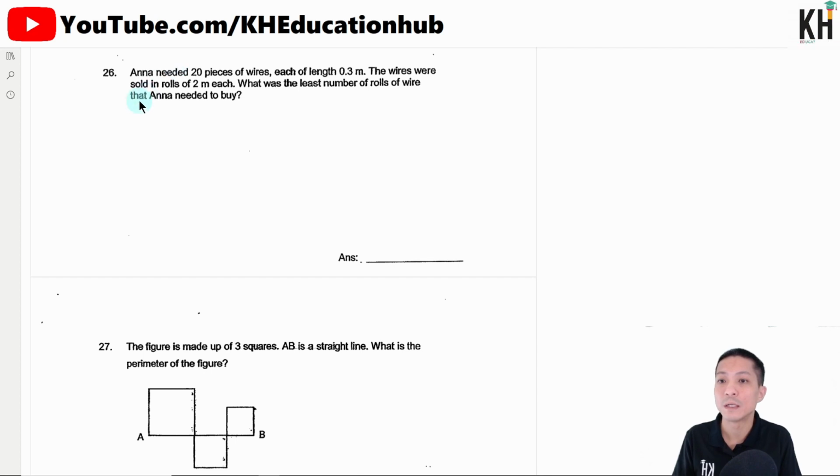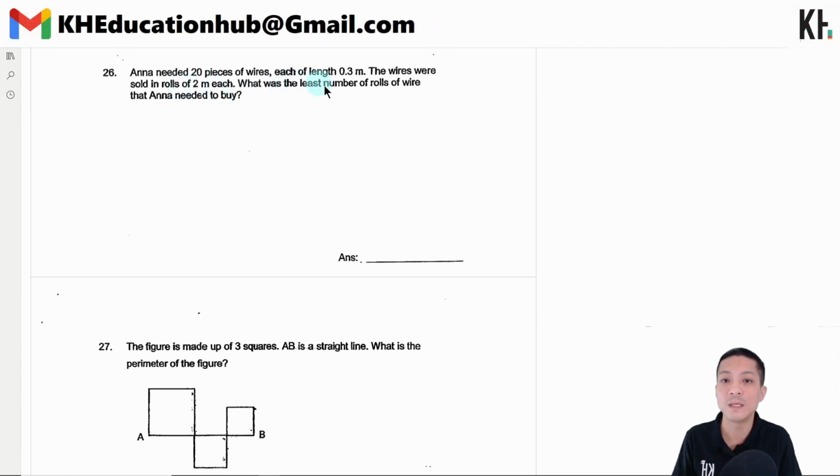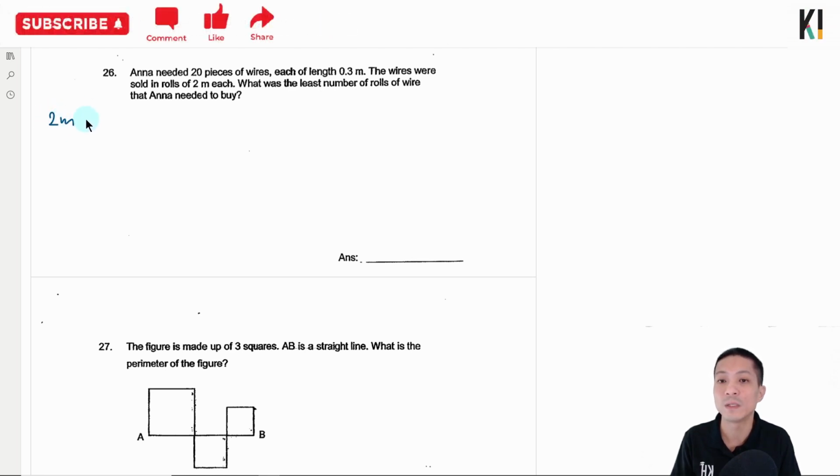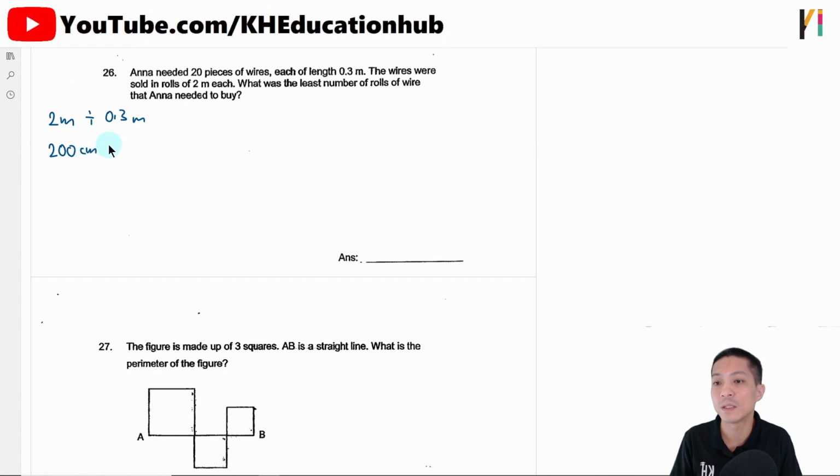Okay, question 26. Anna needed 20 pieces of wires, each of length 0.3 meter. The wires were sold in rows of 2 meters each. What was the least number of rows of wire that Anna needed to buy? So this question is a very classical, tricky question where you need to find out how many wires you can cut from each row. Each row is 2 meters, right? If you divide it by 0.3 meter, let's convert it to 200 centimeters divided by 30 centimeters. This way will be a bit easier.